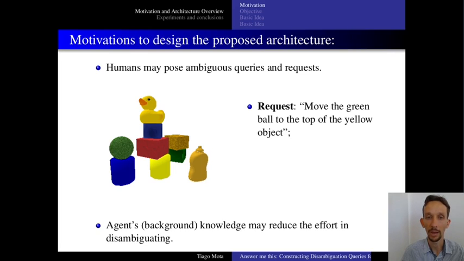So, look at the arrangement of objects in the figure. The human may request the robot to move the green ball to the top of the yellow object, which is obviously an ambiguous query since you have 4 yellow objects in the figure. So, in this work, we use the agent's knowledge to reduce the effort in disambiguating.